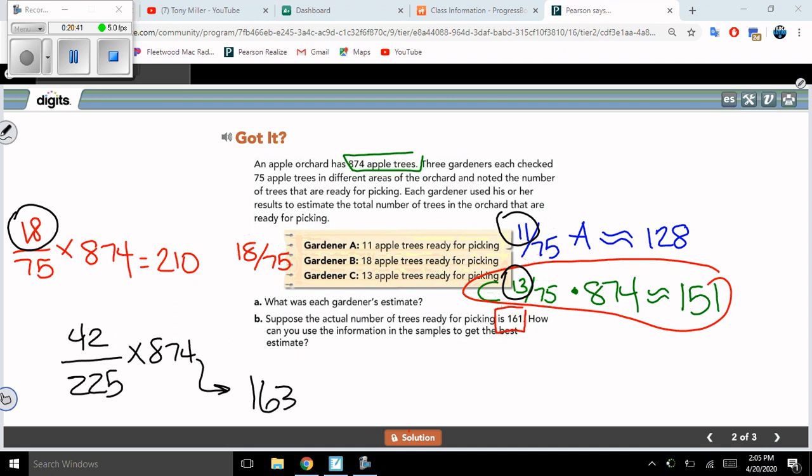So what they're saying here is probably our best estimate from an individual standpoint would have been Gardener C. But if we wanted to get even more accurate than that, if we combined Gardener A, Gardener B, and Gardener C into one and said, hey, we're going to combine these samples, we're going to get around 163, which we're saying, because it's a larger group, larger sample, we should have a better shot at a better answer.